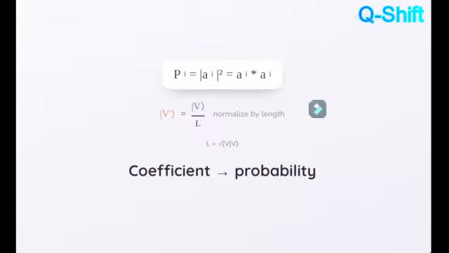And now the payoff. Because the state is normalized, the proportionality becomes an equality. The probability of collapsing to basis state Vi is exactly the magnitude of ai squared, ai star ai. If a vector isn't normalized, we simply divide it by its length, the square root of bra v ket v, and it becomes normalized, ready to read as probabilities.